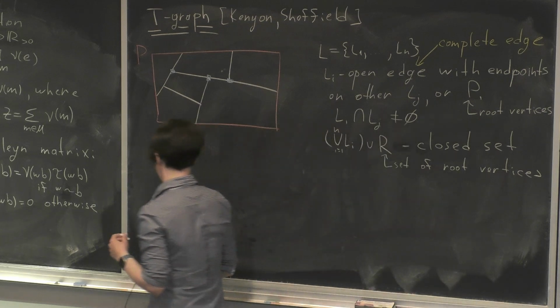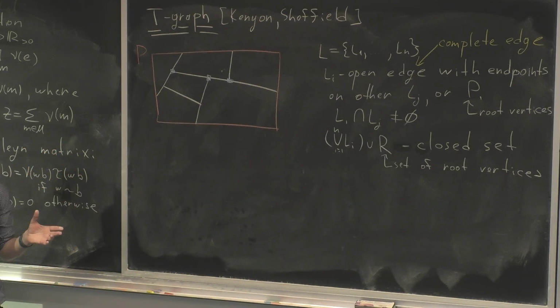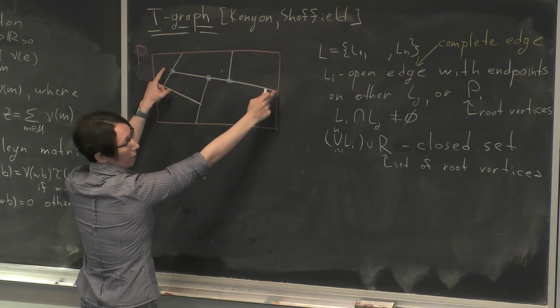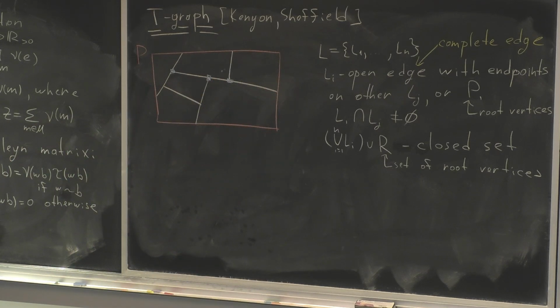I will need it later to have different notions for a piece of the edge or for the whole edge. So we call those segments complete edges. All right.